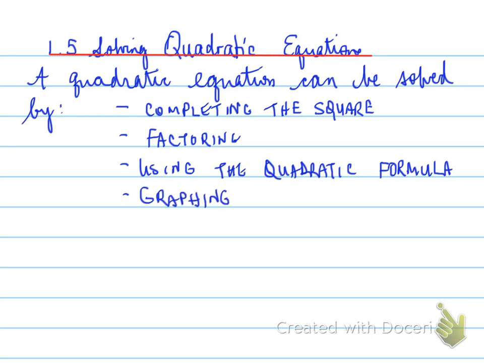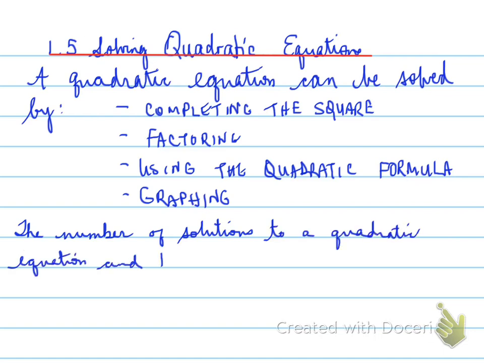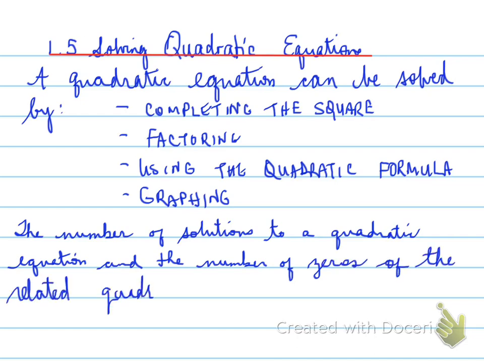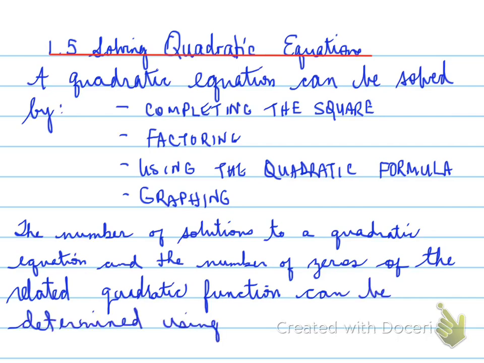Another way, which doesn't involve using any sort of algebra, is solving by graphing. This is the least effective way because when the answer is a decimal, it is very hard to approximate exactly where the graph touches the x-axis. The number of solutions to a quadratic equation and the number of zeros of the related quadratic function can be determined using the discriminant.